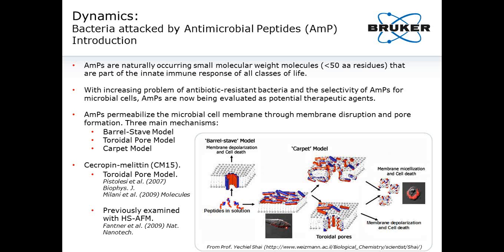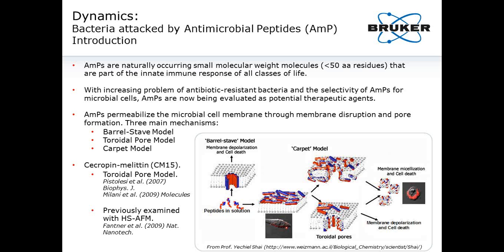AMPs permeabilize the microbial cell membrane through membrane disruption and pore formation, mainly through three established models: the barrel stave model, the toroidal pore model, and the carpet model. The barrel stave model just forms stable pores in the membrane, while the latter two finally lead to micellization of the cell membrane. We will focus here on a study done with the antimicrobial peptide CM15, which is supposed to follow the toroidal pore model.